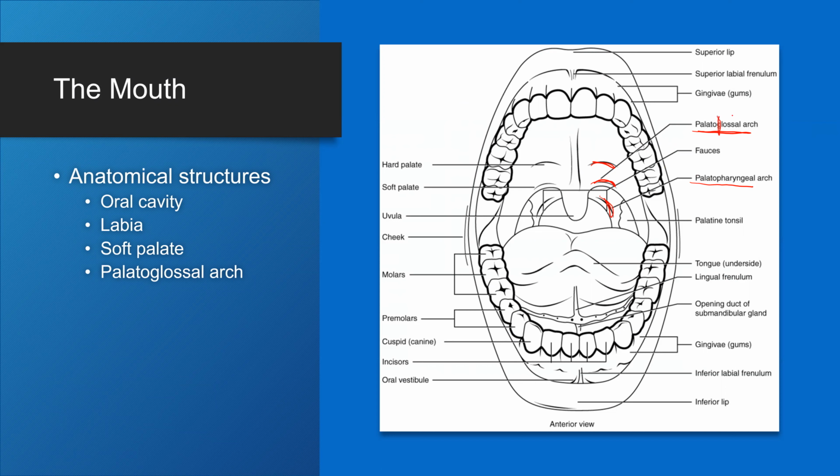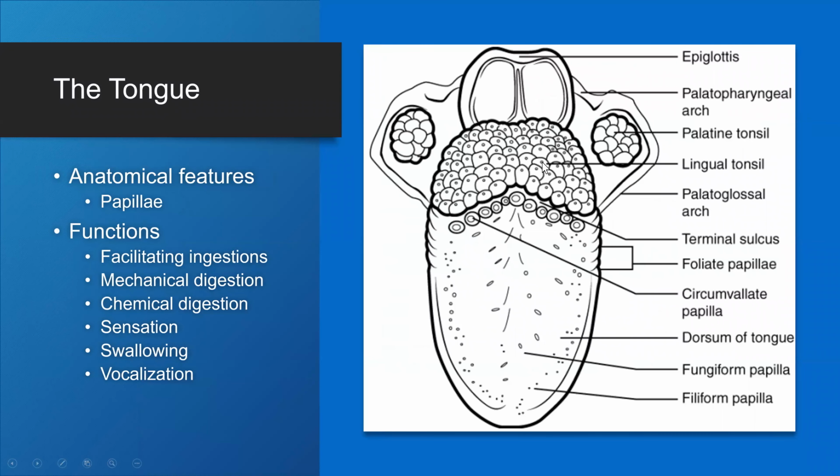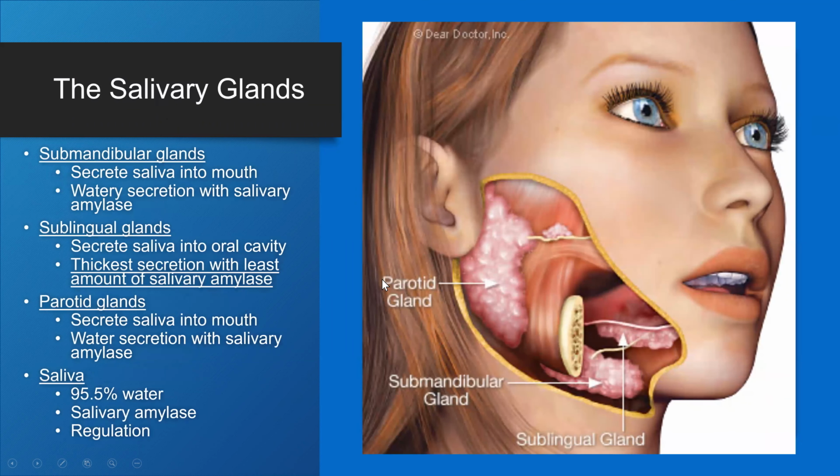Now, glossal in anatomy means tongue, and pharyngeal means pharynx. Okay, now what else do we have? We have papillae. So you can see we have different papillae on a tongue, and the function of your tongue is to facilitate ingestion, mechanical digestion, chemical digestion, sensation, swallowing, vocalization. And then we have salivary glands. We have the submandibular gland right here, the sublingual gland under your tongue, and the parotid gland close to the ear.